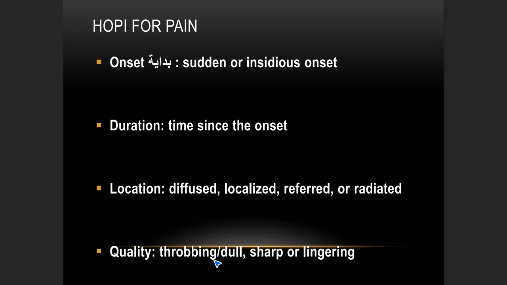Throbbing pain or dull pain mostly indicates... chronic. Okay, one says chronic. Anyone else? Acute, by Muhammad. Anyone else? Chronic, chronic. Okay. Mostly it indicates chronic pain, dull pain. Sharp or lingering pain usually indicates an acute condition.